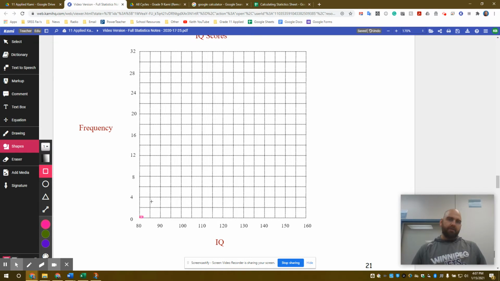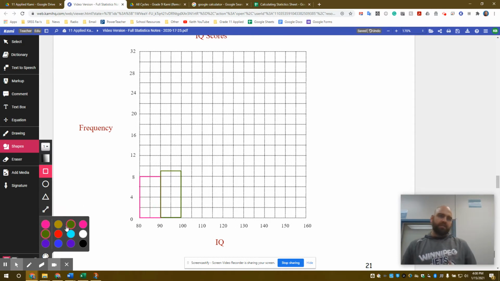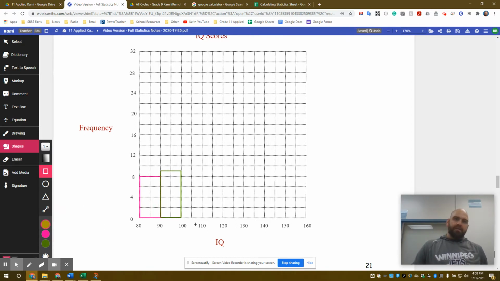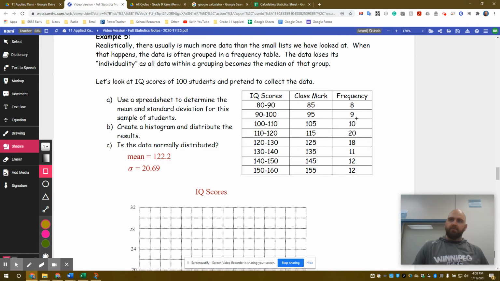Okay, so let's try this again. We have 8 right there. Then the next one, between 90 and 100, there were 9 people in there. This was an IQ test that we were doing, and we're trying to see if this group of people is normally distributed. You'll notice right off the bat, this was 10. So we have 8, 9, 10, and then 20.